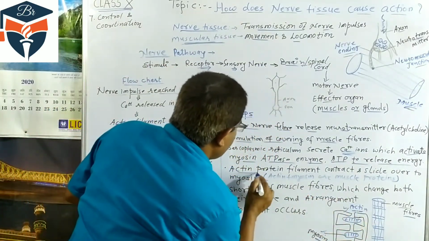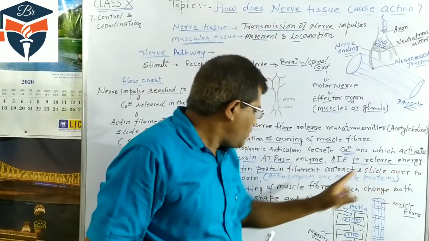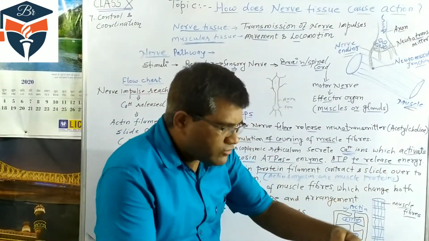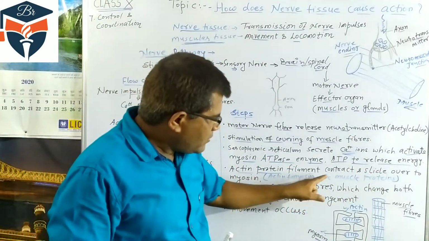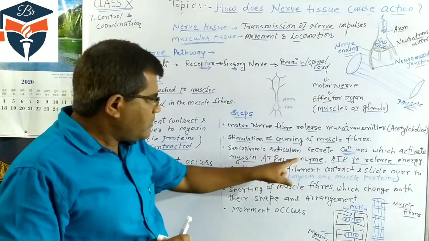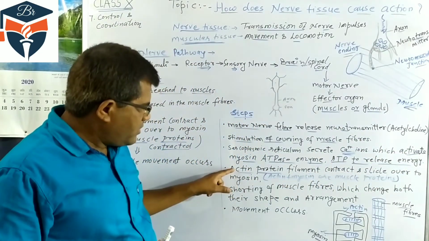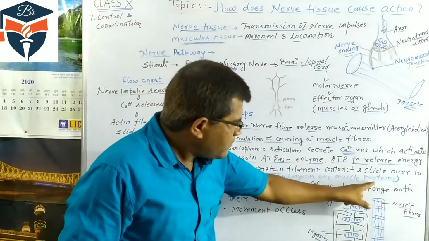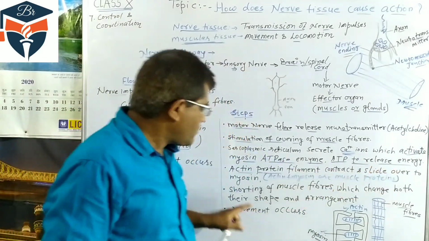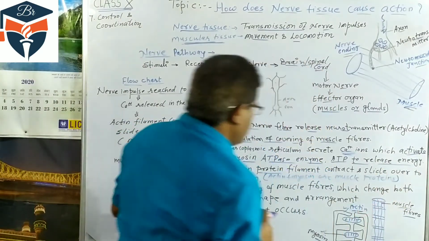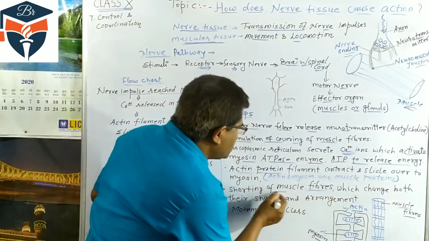The actin protein filament contracts and slides over the myosin. So actin and myosin are sliding over each other. Actin and myosin are muscle proteins. So when the ATPase enzyme releases the energy, due to the energy these muscle proteins contract. Simply, the actin filament contracts and slides over the myosin, and due to this sliding, the muscle fiber becomes short.